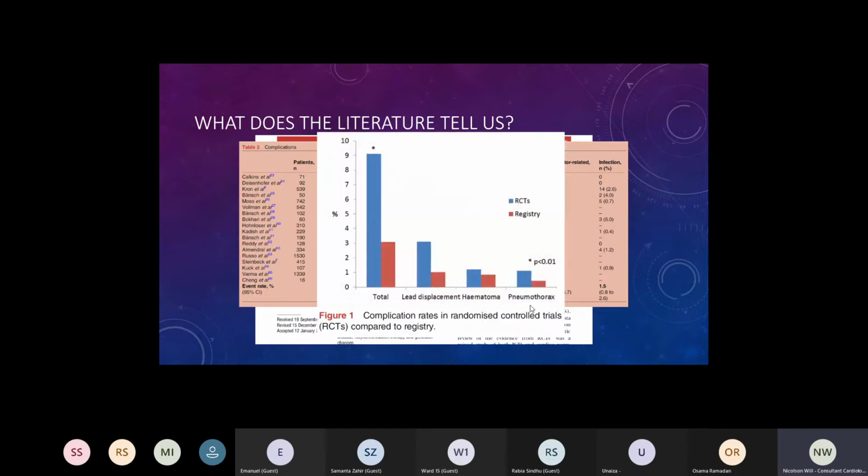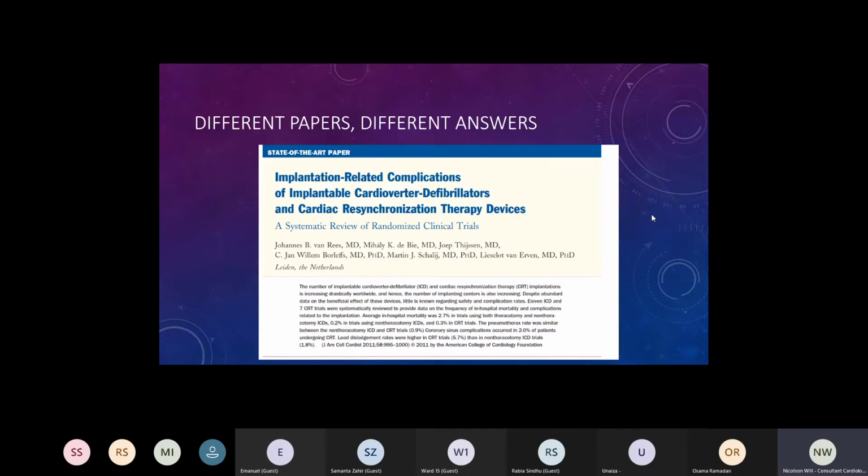And here, this paper is showing us that in randomized controlled trials, these particular randomized controlled trials, the rate was very much higher than it is in a registry, 9% risk of complication versus a 3% risk of a complication. And their suggestion is that this is because of differences in reporting rather than real differences in risk, which just does seem like a very likely true statement.